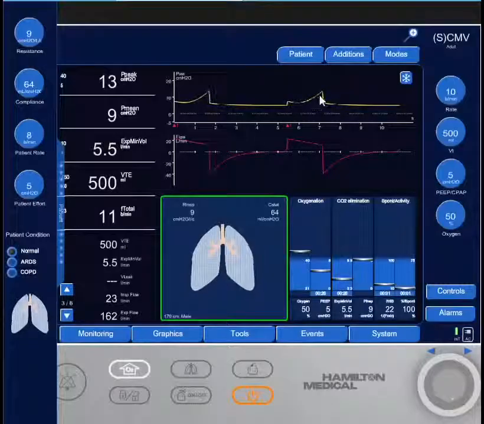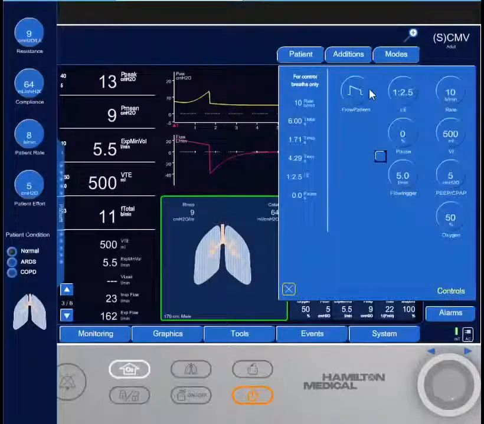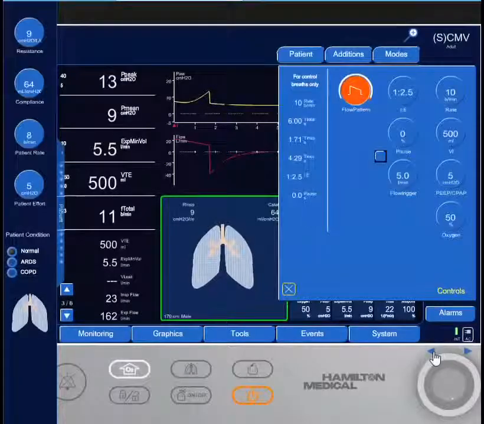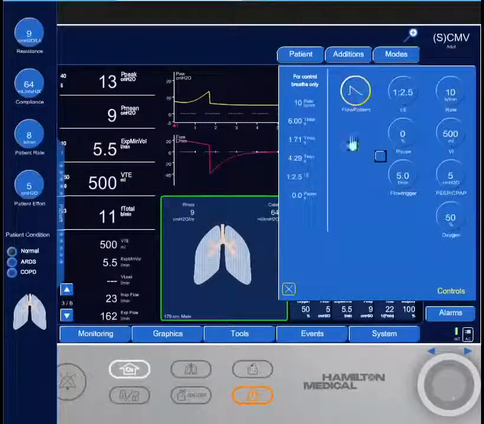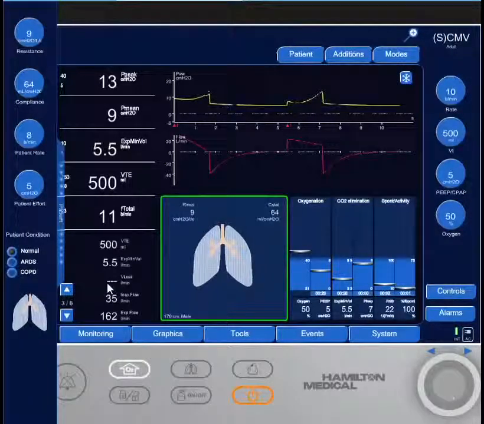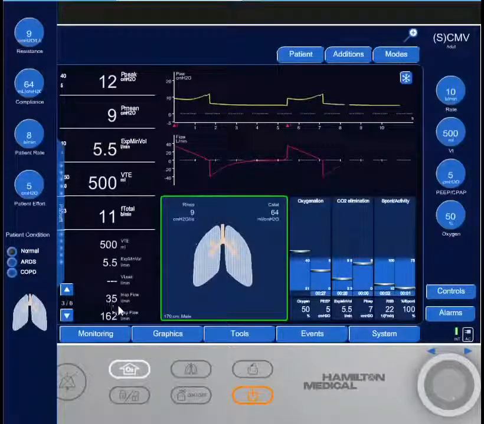Now I have less pressure scooping, so it helped a little. Now I'm going to go back and change my flow pattern again to a fully decelerating flow pattern. There we go. So now I'm fully decelerating. And I'm just going to confirm that. And it changes my inspiratory flow. If we look at the left bottom corner of the measured value screen, you can see the inspiratory flow is 35. And I pretty much have gotten rid of that pressure scooping at the time. And that was just changing my flow pattern.